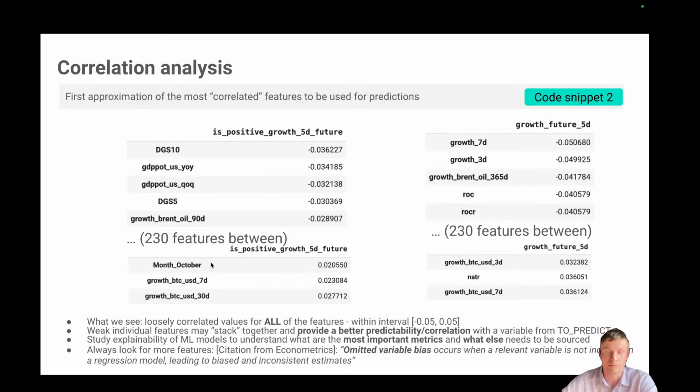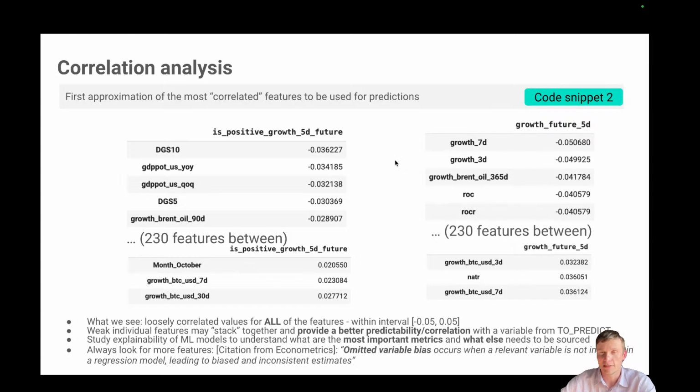From the most positively correlated features, you can see that the month October is positively correlated, and maybe in October everyone starts to invest more. It's close to the end of the year, and there is more activity and more growth happening. If this is a well-known fact, let's have it in a separate feature. And also growth BTC 7 and 30 days are included here.